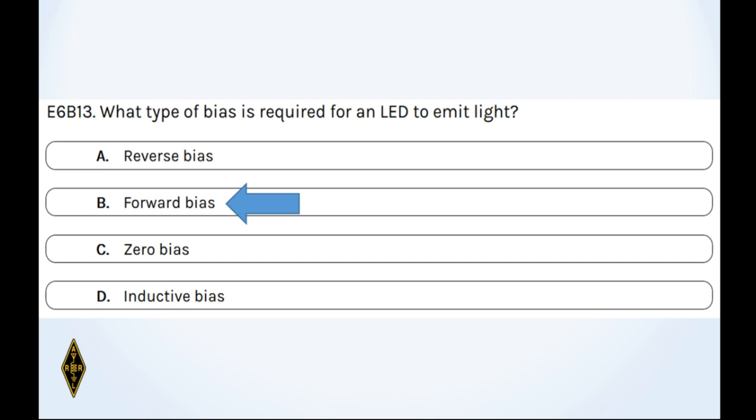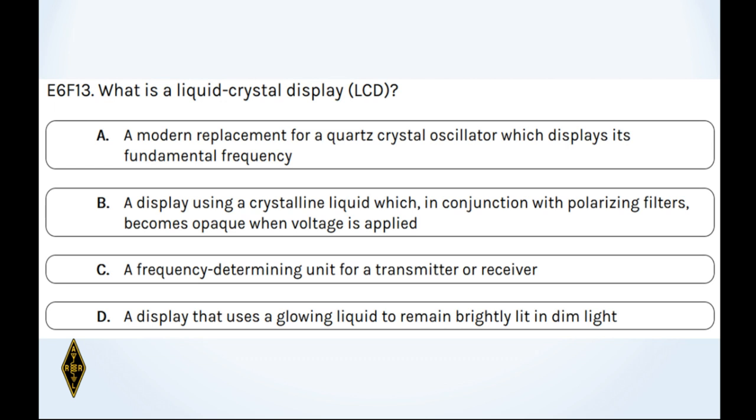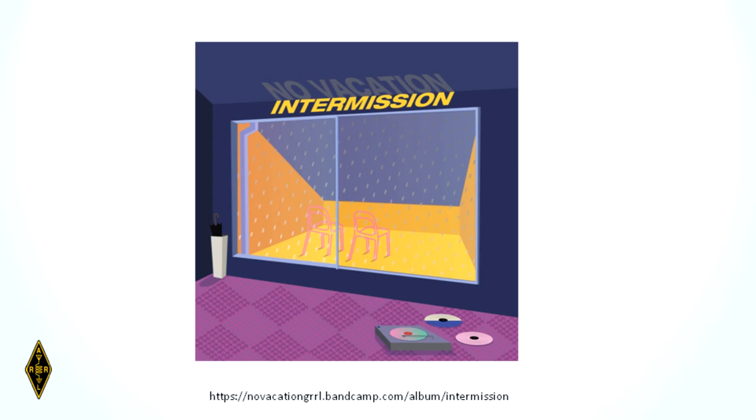And which of the following is true of a charge-coupled device? It samples an analog signal, light, and passes it in stages from the input to the output of the device. And what is a liquid crystal display? B as in boy, uses a crystalline liquid with polarizing filters. And which of the following is true of LCD displays? If you've got your sunglasses on, they may be hard to look at.